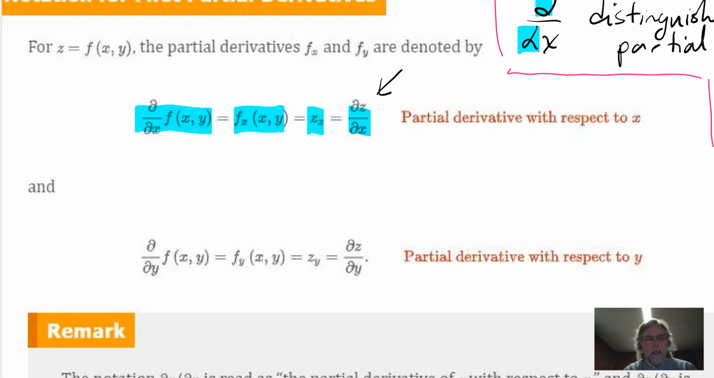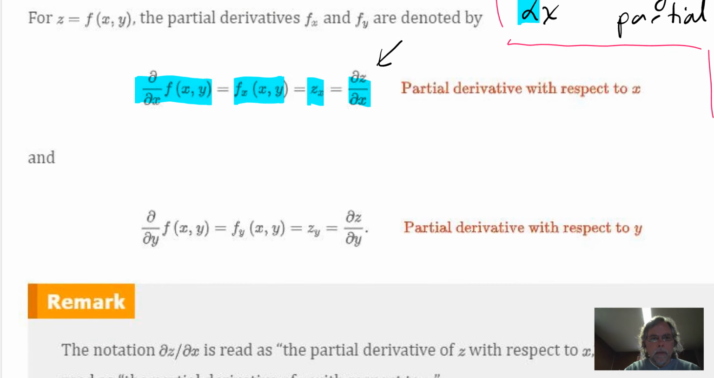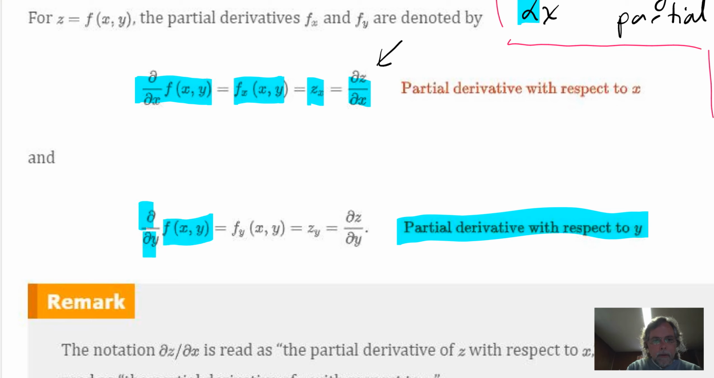Okay, and then everything is the same in terms of writing the partial derivative with respect to y, except of course the role of x is now played by y. So the partial derivative with respect to y of the two variable function, the partial derivative with respect to y in the subscript notation, z y, and partial derivative of z with respect to y.